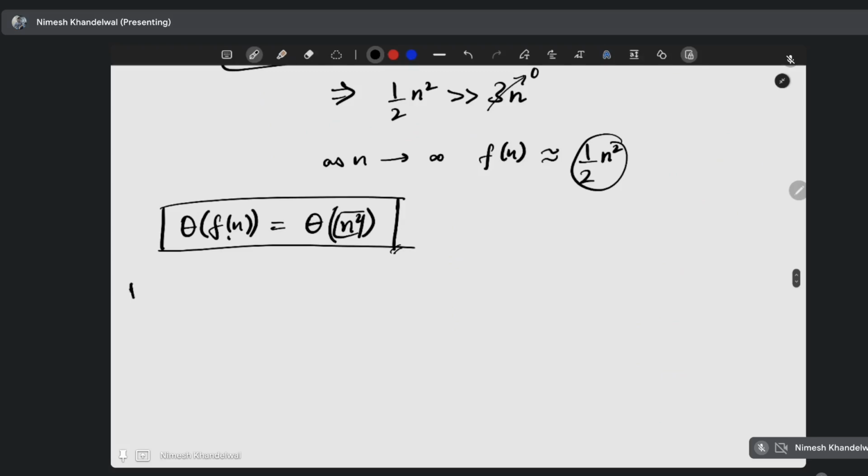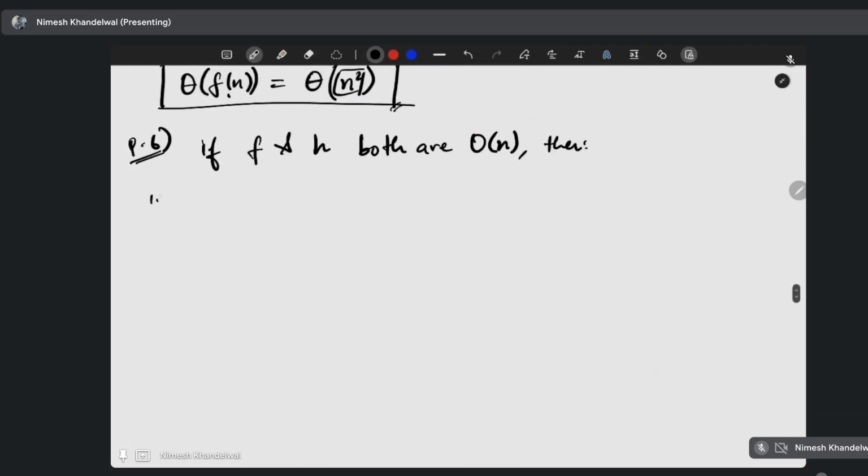So let us take the next problem. If f and h both are O of n, then we need to comment on the following options. Is each option true or false? The first option is f of n plus and minus h of n.